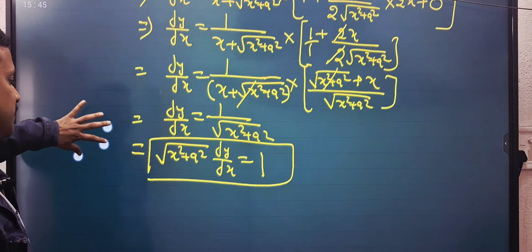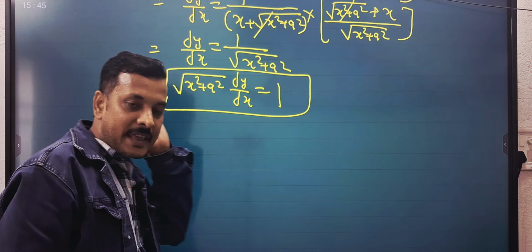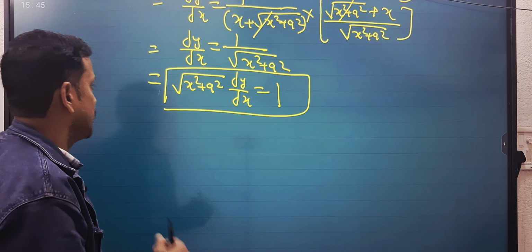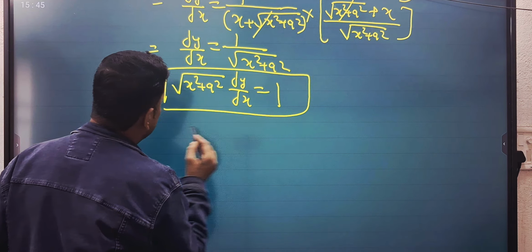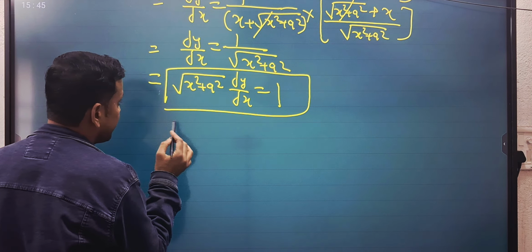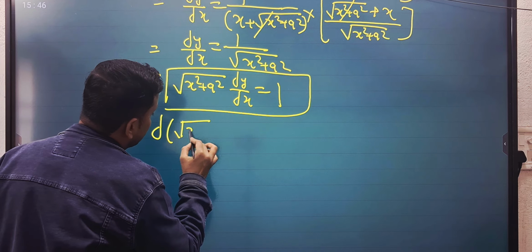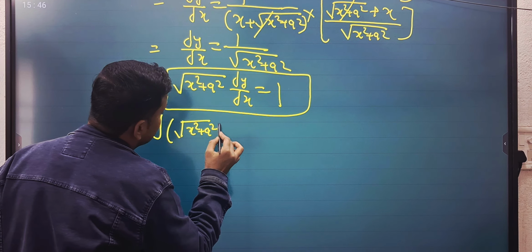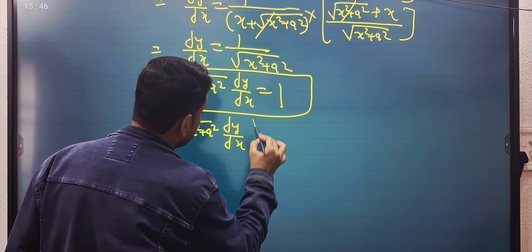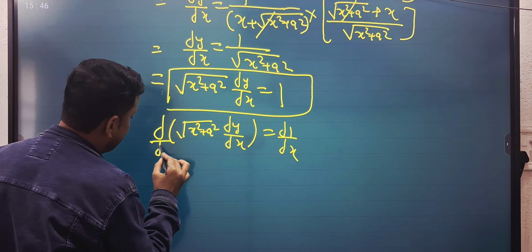On differentiating both sides with respect to x again. Why? Because I have to find the d square y by dx square term. So how will we find it? Again I have to differentiate. So on differentiating both sides with respect to x, we will get d of root under x square plus a square dy by dx equals d of 1 by dx.